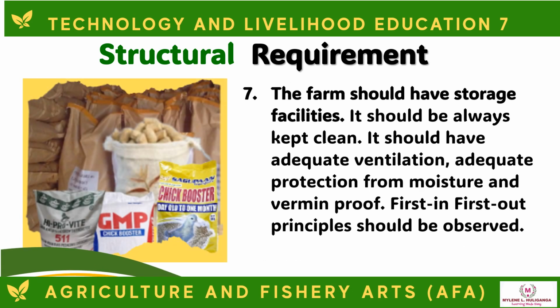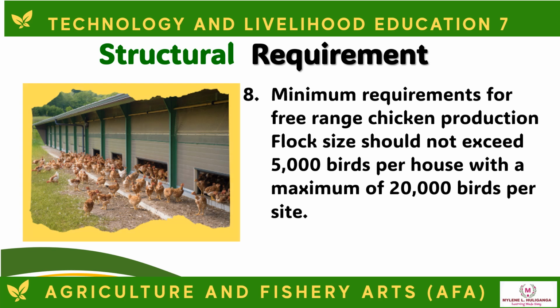The farm should have storage facilities. It should be always kept clean. It should have adequate ventilation, adequate protection from moisture and vermin-proof. First in first out principles should be observed. Minimum requirements for free-range chicken production: flock size should not exceed 5,000 birds per house, with a maximum of 20,000 birds per site.